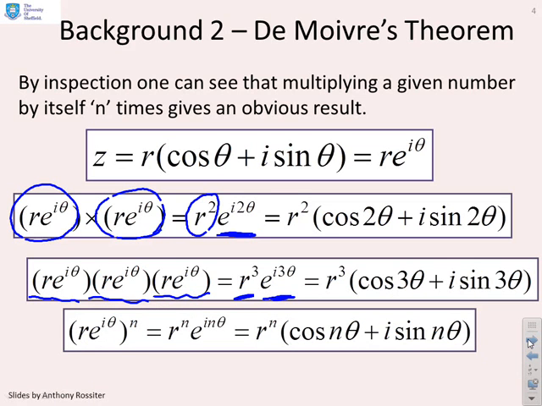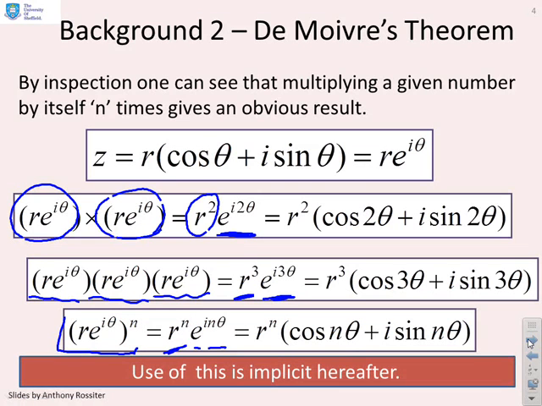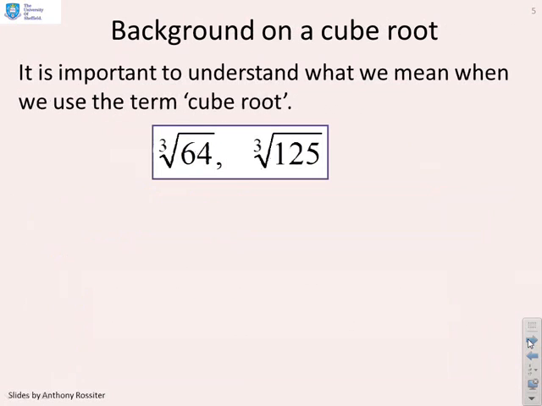What if I do that n times? So I take a complex number and I put it to the power n. Well, hopefully it's obvious. The modulus is going to be r to the power n, and the phase is going to be n theta. In other words, you just multiply the phase by n. Now we're going to use this result hereafter and take it for granted.